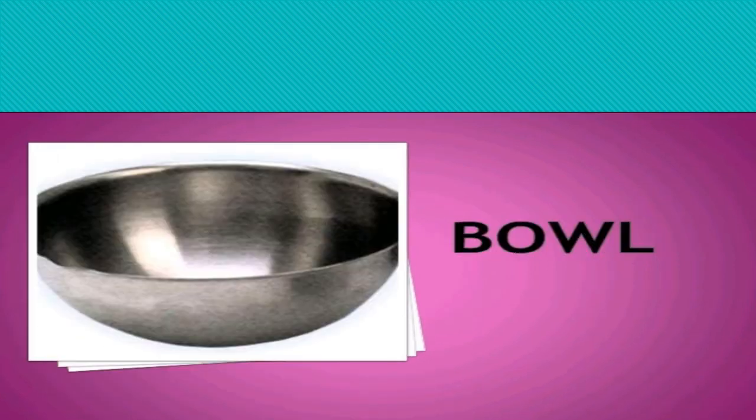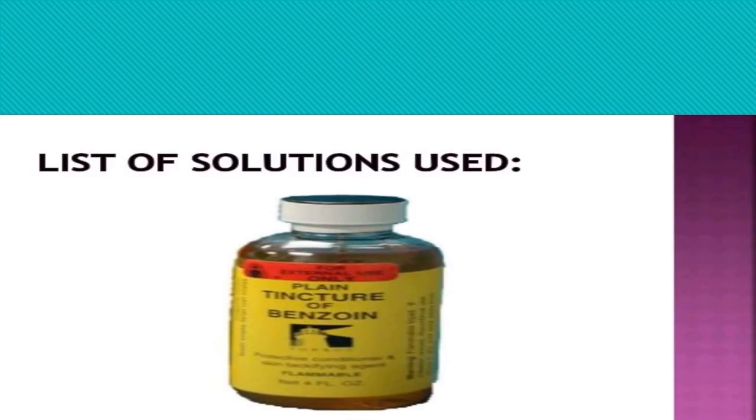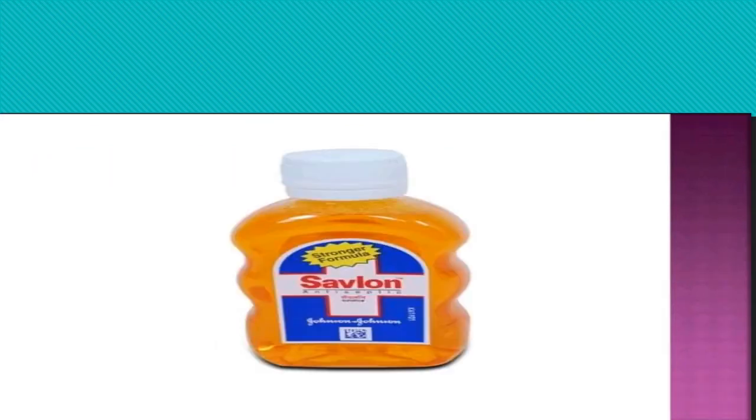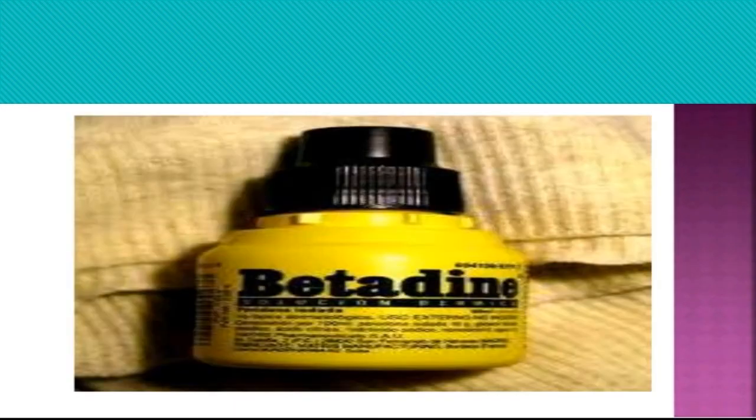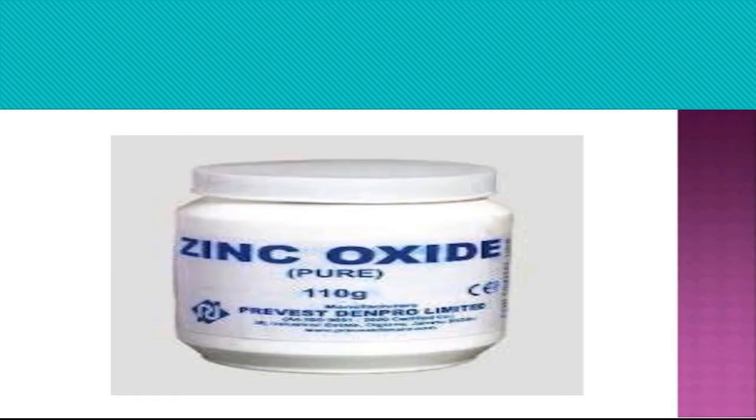thermometers, a ball. Some solutions are to be there in the internal compartment: benzoin, Savlon or Dettol, iodine solution, acetic acid for urine analysis, betadine for any kind of wound dressing, then zinc oxide. These are the solutions to be there in the internal compartment.